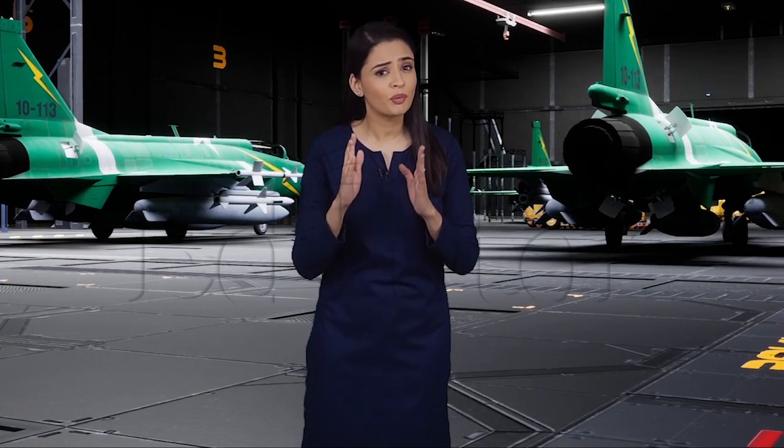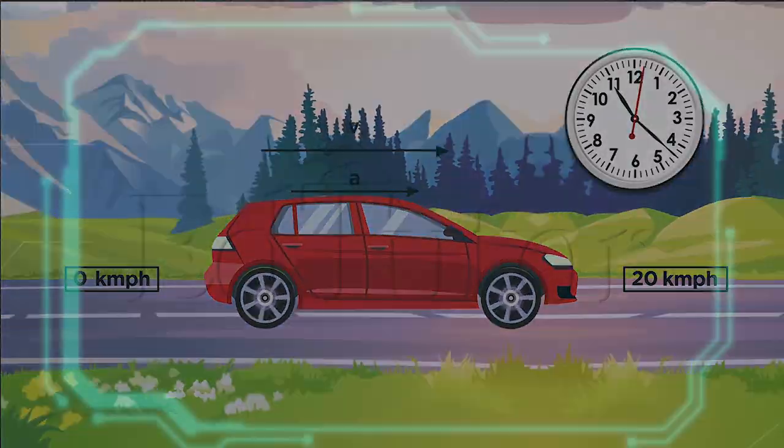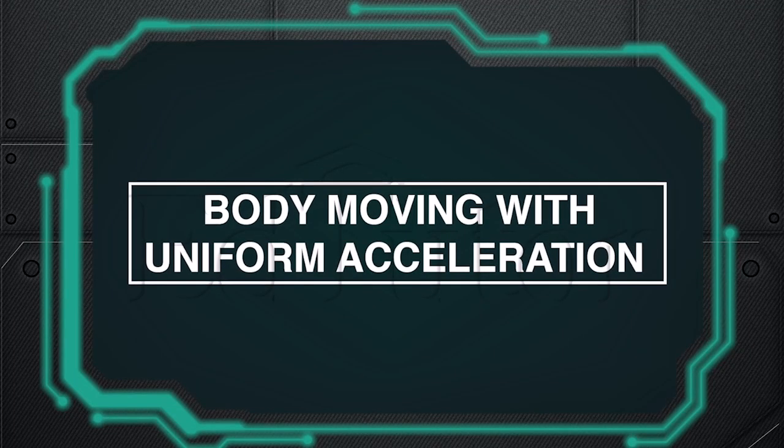And the thing that is important to note here is that the speed-time graph of an object moving with uniform speed is a horizontal straight line. Now, let's move to another graph where the body moves with uniform acceleration.